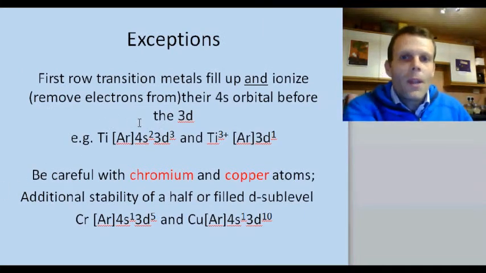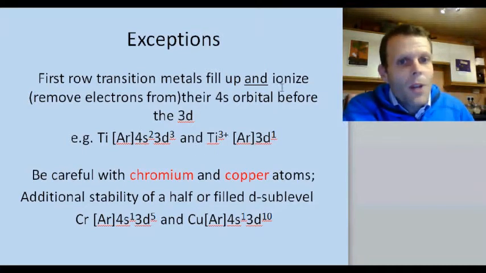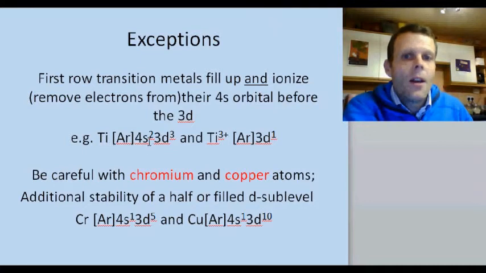Right, a couple of things to be careful of when we're dealing with transition metals. We always fill up the 4s before we fill up the 3d, which is what you'd expect from our chart. But then when we come to ionize, when we remove electrons, we actually end up removing the 4s first. Okay, so if you're working with transition metals, D block elements, you need to remove the 4s when you start writing down the ion structure. The 4s electrons will go first.